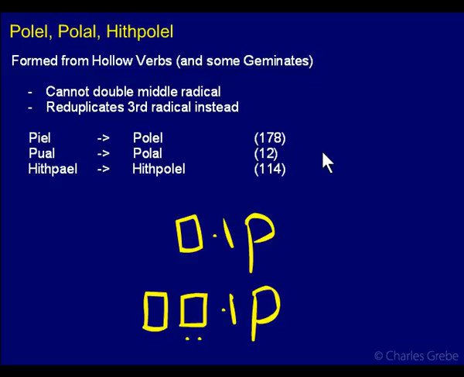Now, these are reasonably frequent. For the Piel, you have the Polel. That corresponds to Piel. 178 occurrences of those in the Hebrew Bible. And these names, by the way, they reflect the form, just like these do. So Piel, you can tell that the theme vowel is a tsere, or an I vowel anyway. Polel, same theme vowel, okay? But the beginning is different. You've got that O or U or whatever. Polal, only 12 of those. Hithpolel, 114 of those.